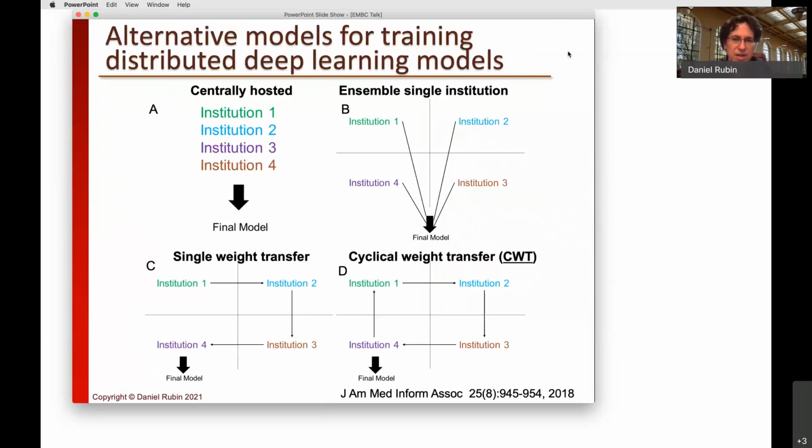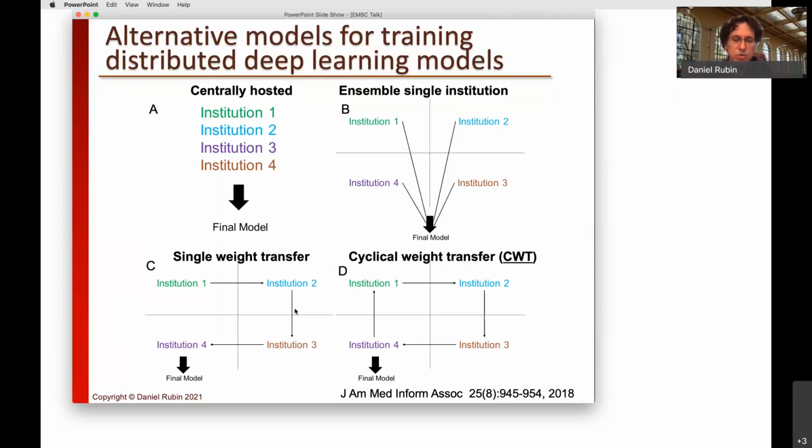We have studied the ensembling or model averaging method. That's this B method, where you train a model at each site and then aggregate the coefficients, average them, to generate your final model. And we've looked at weight transfer methods, where you train at one institution, send the trained model to the next as a pre-trained model to then train on its data, et cetera, and then take the final model, or do that cyclically until convergence. And we've compared the performance in these scenarios with centralized data, which is the best you can do. That will be the best performance, because if there's variability in the data across these sites, that won't exist when you centralize.